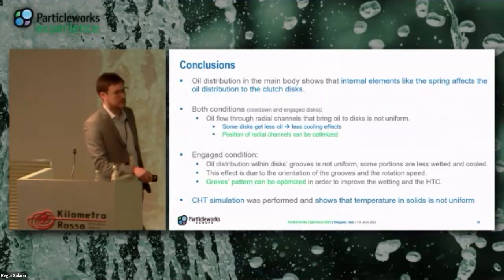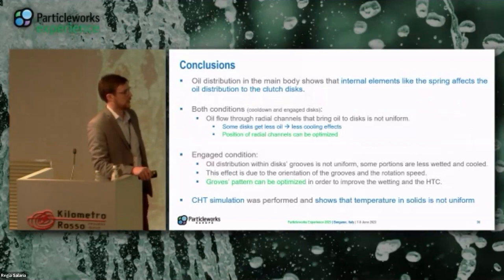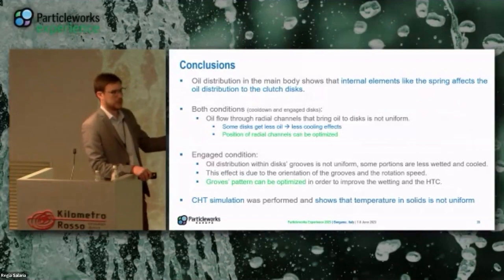And the main results are that in both configurations, we saw that the oil distribution was not uniform. So some disks get less oil, which means less cooling effect. So the position of radial channels can be optimized, also including the interference with internal elements like the spring. And for the engaged condition, again, the oil distribution on the disk is not uniform due to the rotation of the disk and the motion composition, let's say, with the oil. So the grooves pattern can be improved in order to have a more uniform oil flow.